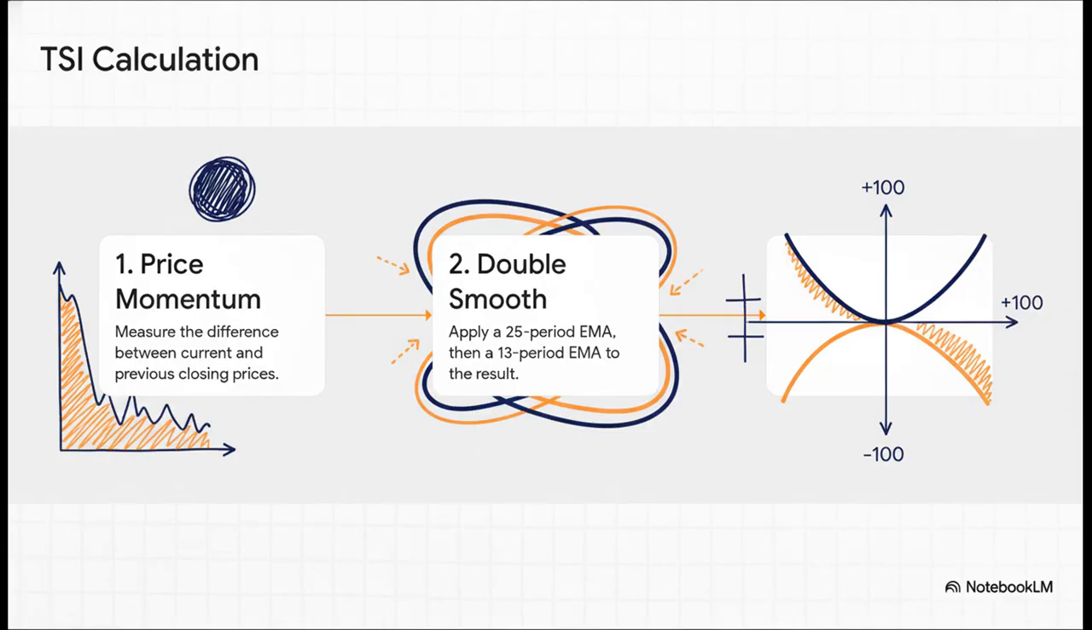Now, you don't need to be a math whiz here. Let's just break it down into 3 simple steps. First, it just looks at the basic price change from one period to the next. That's the momentum. Second, and this is the key part, it applies a smoothing formula. And then it does it again to that result. That's the double smoothing that's so important. And finally, it scales the whole thing so it moves nicely around that zero line we talked about.